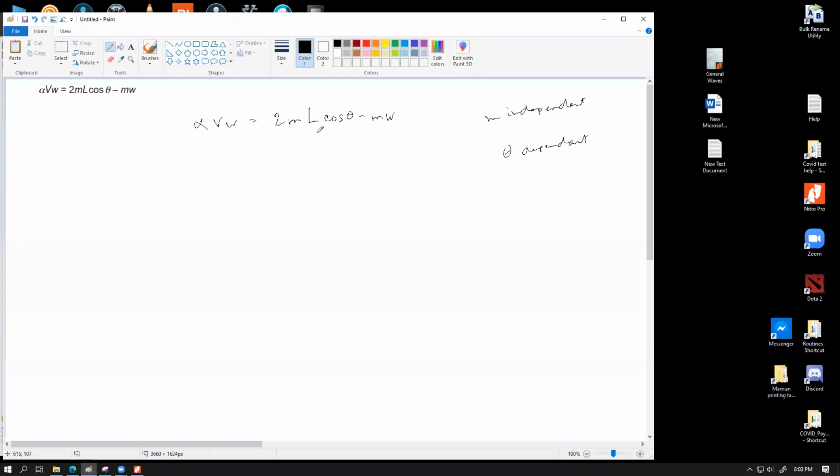So if that is supposed to be true, I have to bring the L cos theta over to the other side and divide both sides by m. Okay. So let's bring the cos theta to the other side. So this would be 2ml cos theta equals alpha VW plus MW. Divide both sides by m.